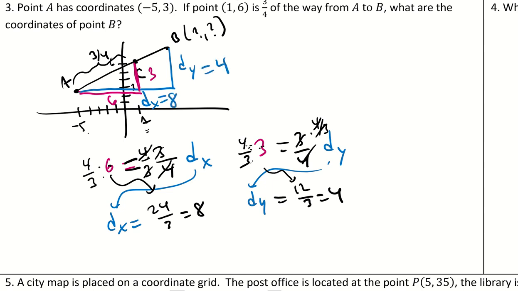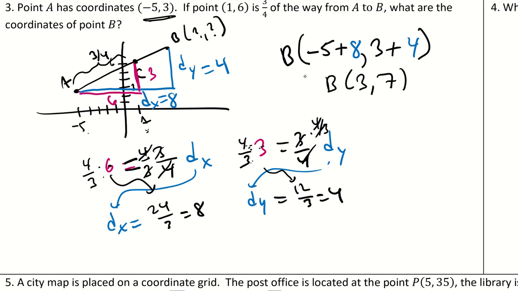So now we can get the coordinates of B. To get the coordinates of B, we go from A, 8 to the right and 4 up, okay? And that'll be our final answer. The coordinates of A are -5 and 3. So we go -5 plus 8, and then 3 plus 4 in the y direction. And that will give us our coordinates. So the final coordinates of B are 3, 7.